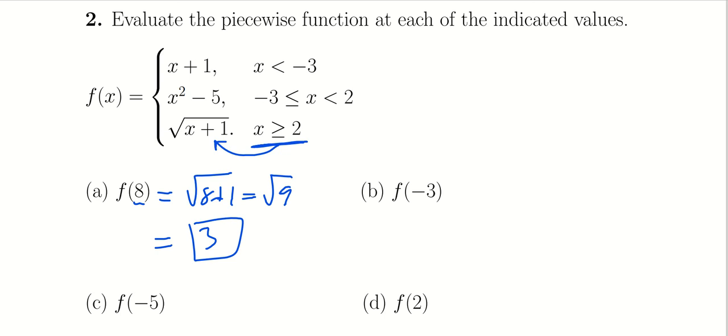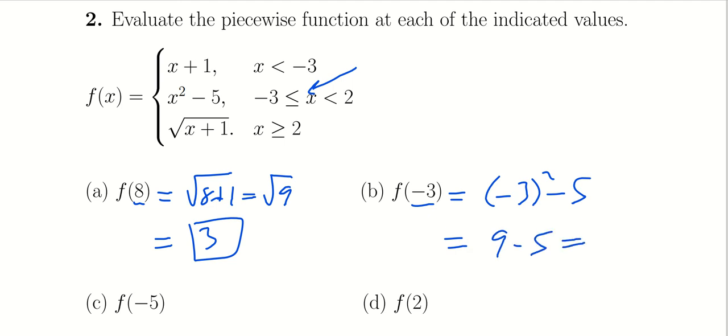For the next value, f of negative 3, negative 3 is not less than itself, but it is greater than or equal to itself. So this one's going to get plugged into the second part, the x squared minus 5 piece. So we get negative 3 squared minus 5. That's going to be positive 9 minus 5, which should give us the value 4.